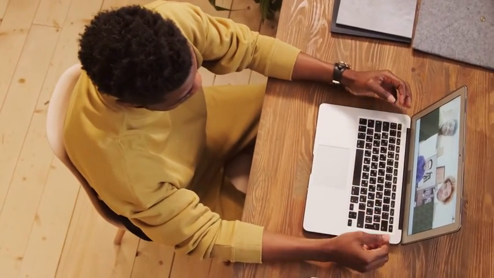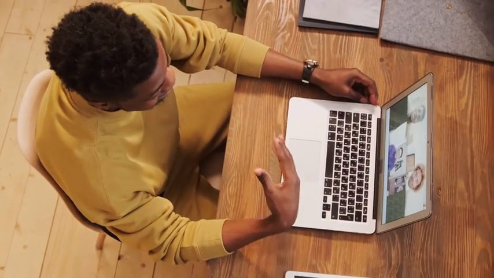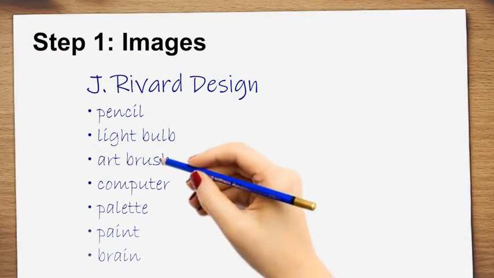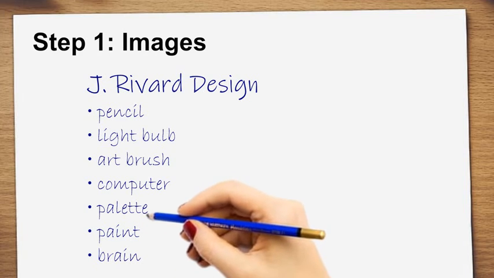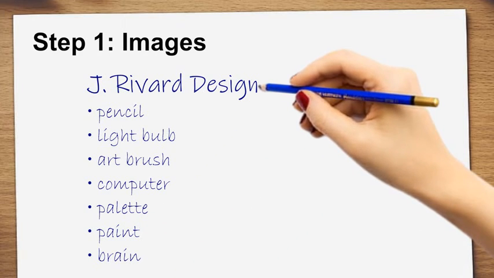After meeting with your client to discuss their request, we need to come up with ideas for images. Start off by writing down a list of 5 to 10 images that could represent their company. Our company for this example is a design company called J. Rivard Design.